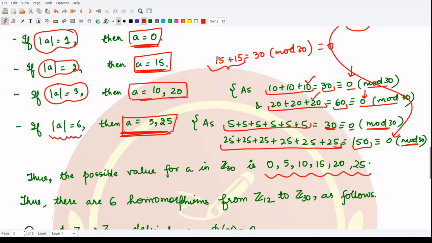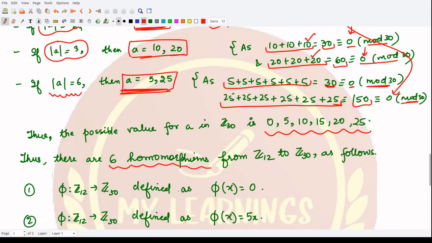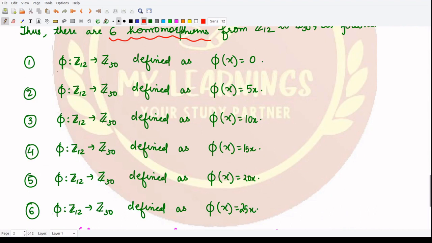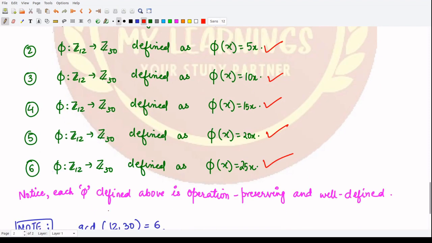Once you know the values of A, you already know what these homomorphisms are. So I have written all the homomorphisms like this. Our first homomorphism is defined like this: phi of x is 0. The second, because we have defined our homomorphism phi from x to ax, now once you know the value of A, your homomorphisms become like this: phi of x is 5x, phi of x is 10x, phi of x is 15x, phi of x is 20x and 25x. And moreover, each one of these phi is operation preserving and well defined. You can check it by yourself. That is a very simple exercise, right?